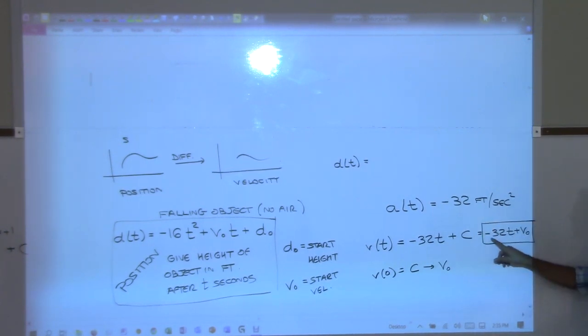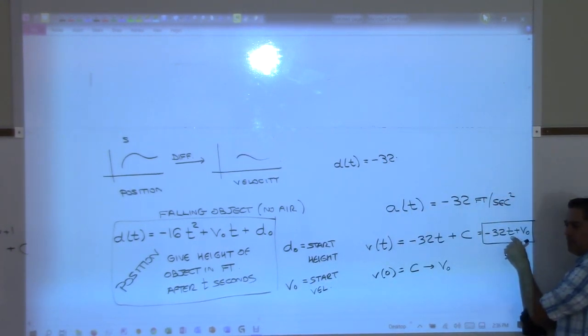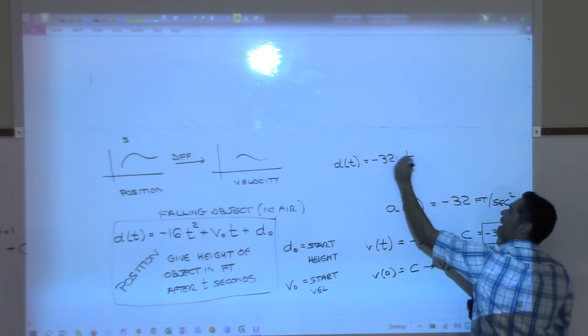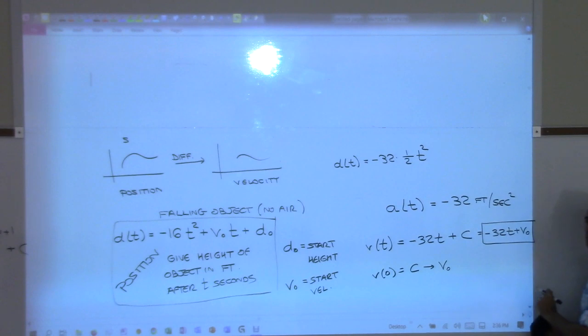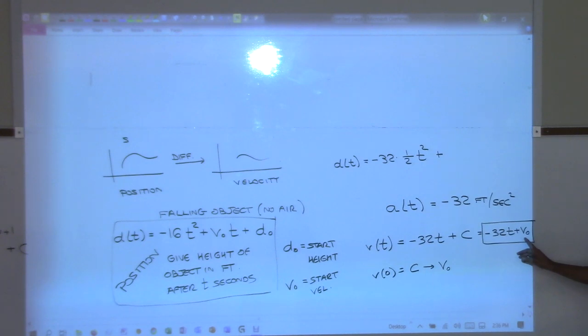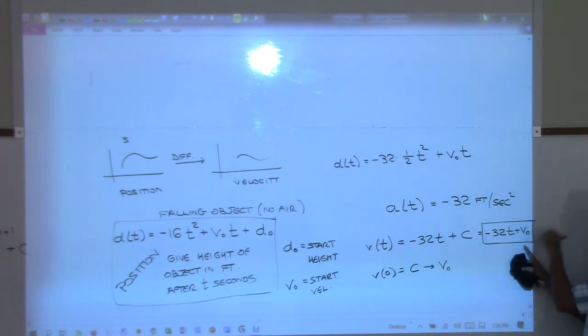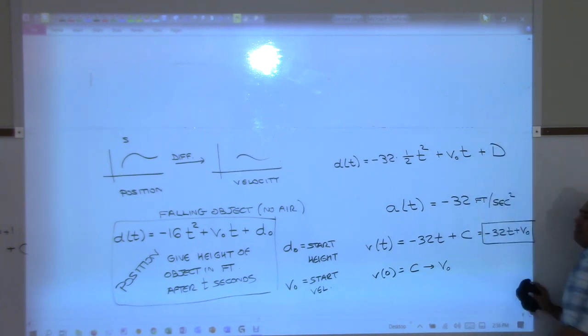So what is the antiderivative of negative 32t? Our variable here is t, right? So negative 32 comes for the ride, times the antiderivative of t to the first power, which gives you 1/2 t squared. And then plus, what is the antiderivative of a constant? The constant times t, right? So v naught t, and then plus some constant. Let's not use c, let's use d, all right?